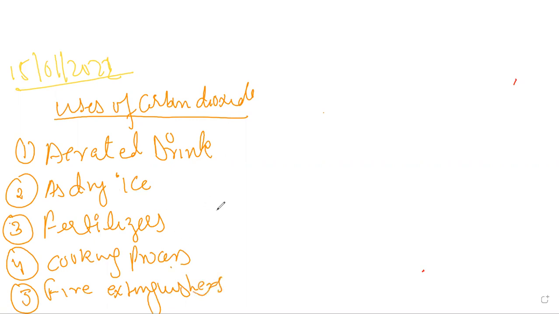In fire extinguishers, carbon dioxide is neither combustible nor does it support combustion. Hence, it is used in fire extinguishers. In photosynthesis, green plants use carbon dioxide for carrying out photosynthesis. Very good, beta.